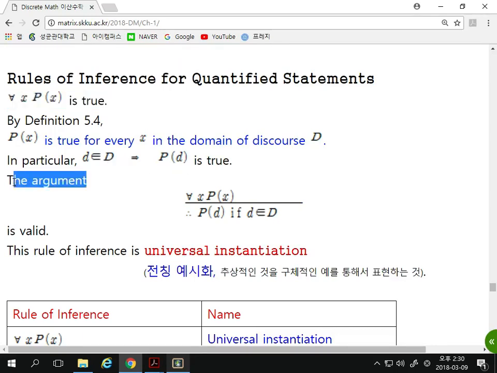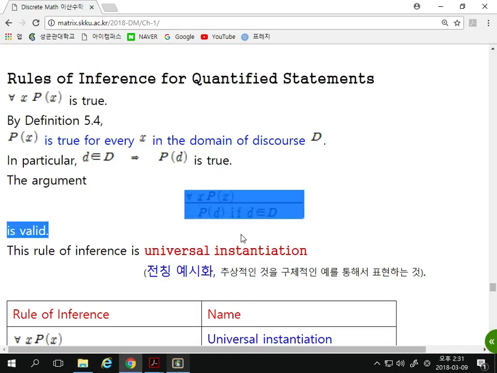Then this argument, like "for all x, P of x, then P of d, if d is in D," should be valid, isn't it? Since P of x is true for every x, if d is in the domain, then for those d's in the subset, P of d should be true.